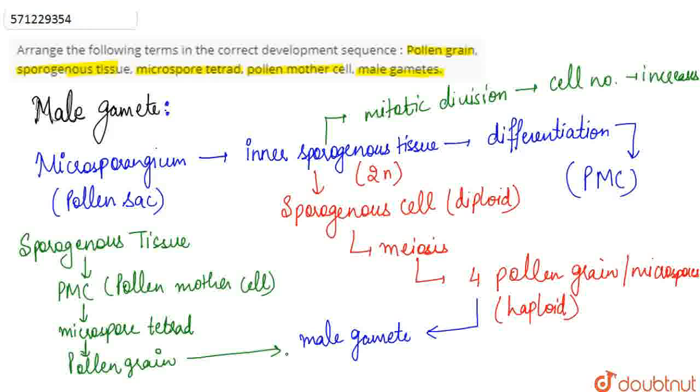So the correct order will be the sporogenous tissue, followed by the PMC, followed by the microspore tetrad, then the pollen grain, and finally the formation of the male gamete.